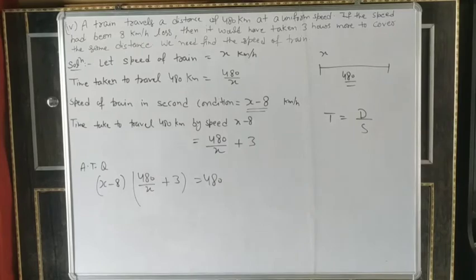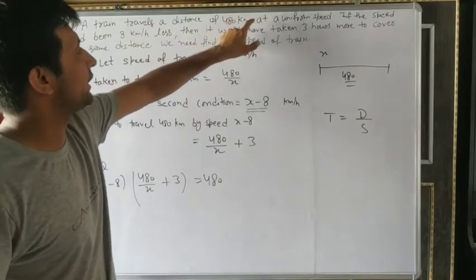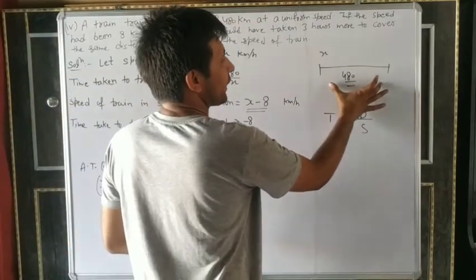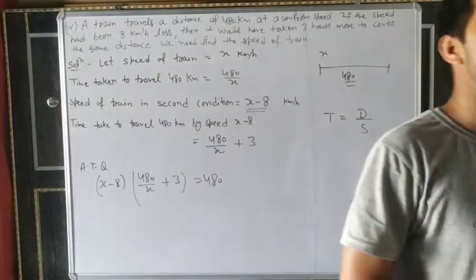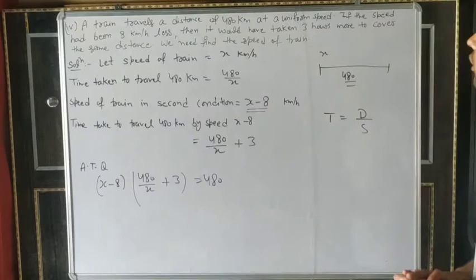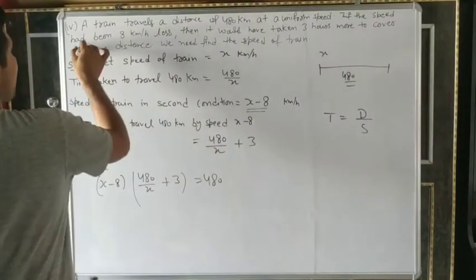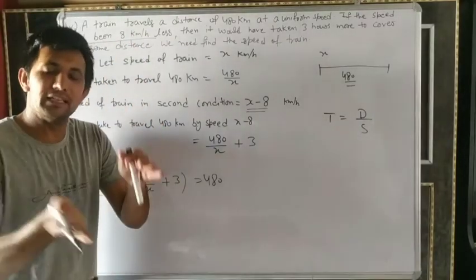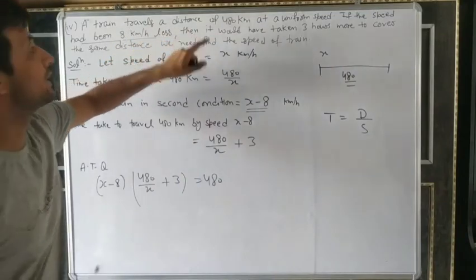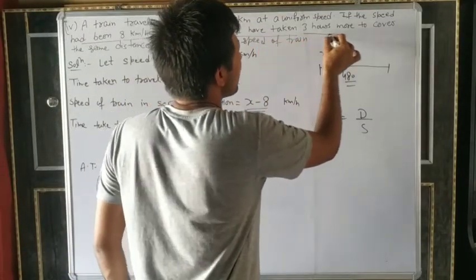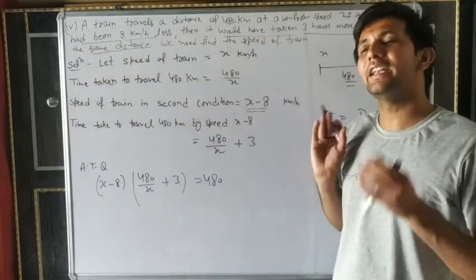Now, last part of the first exercise. A train travels a distance of 480 km at a uniform speed. Uniform speed means the speed is not decreasing or increasing. If the speed had been 8 km less, and everyone knows if speed is less, we will take more time, then it would have taken 3 hours more to cover the same distance. It is given in the condition.